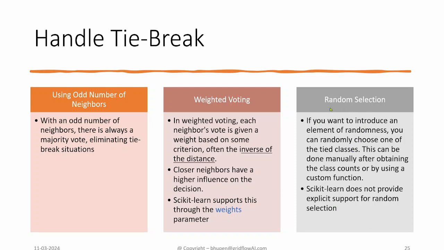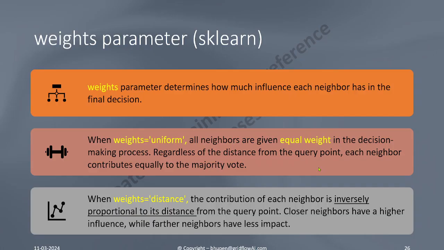You can also do random selection. When you have a tie situation, you randomly or arbitrarily pick one of these. Scikit-learn does not provide explicit support for random selection.